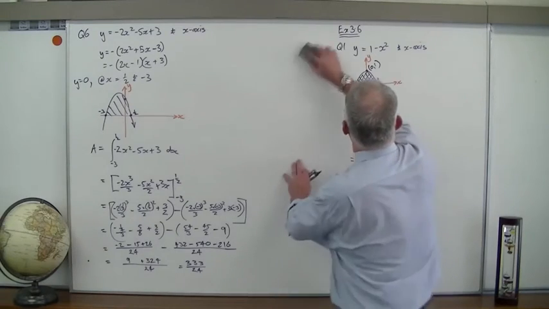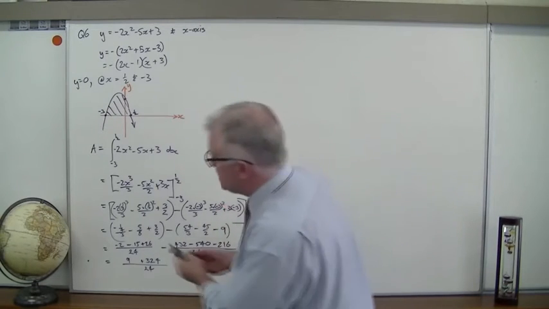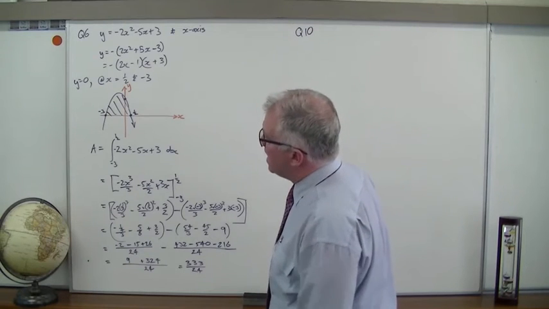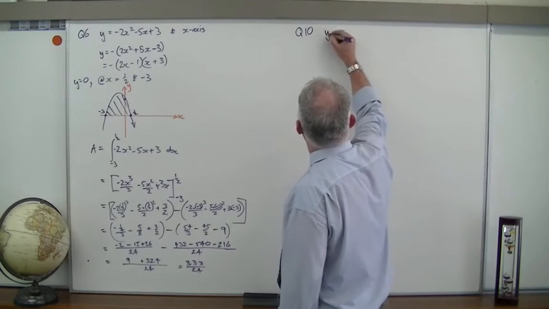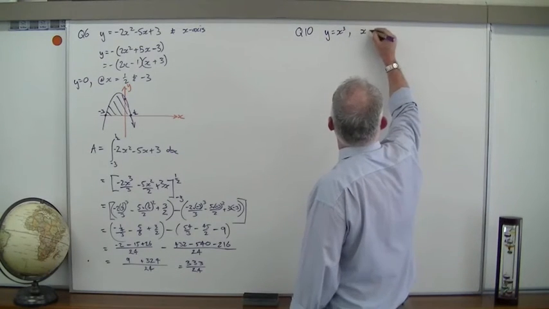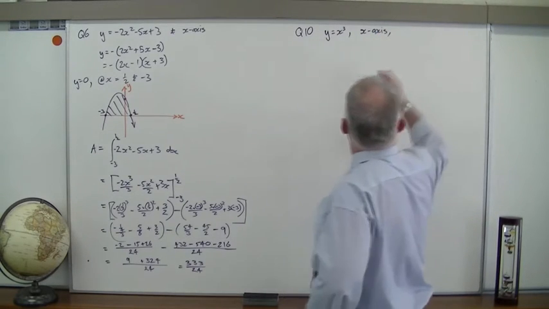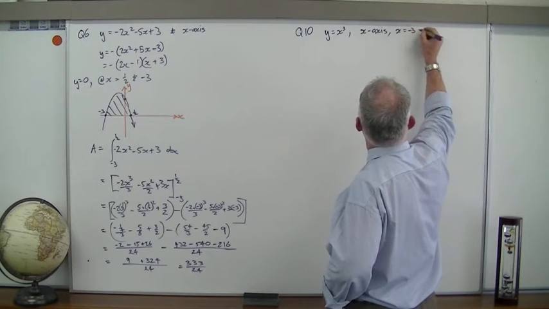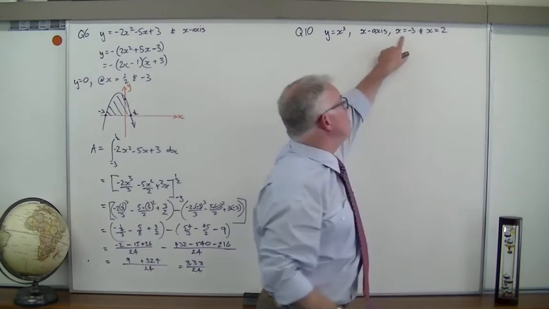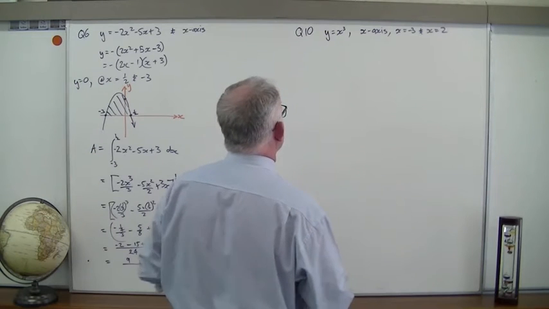All right, let's move on to the next example. So the next example we're looking at is question 10, right? And in question 10, again, we're looking for the area between the curve y equals x cubed, the x-axis, and the two lines x equals -3 and x equals 2. Remember, these two lines are both vertical lines, so they're giving us the boundary of our integration.